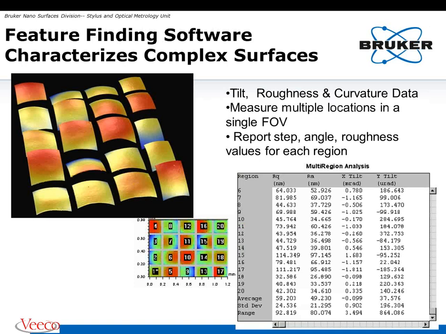It's a mature technology, and so 3D microscopes actually offer very advanced feature finding software. So they can take an image, they can segment it, and report statistics on each segment of the image. So in this particular case where we're looking at a micromirror array, we can look at tilt, roughness, curvature. We can look at relative heights between the regions, and you can actually look up to thousands of regions within a single measurement and characterize those. And you can also report steps, angles, and roughness for each region independent of the others and then aggregated together as well.